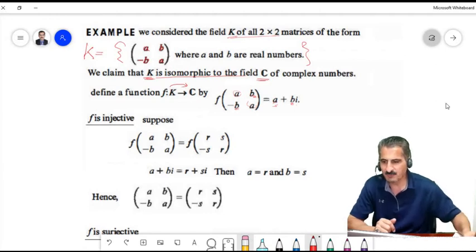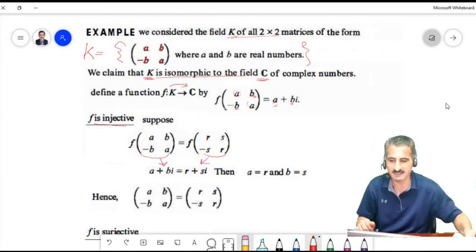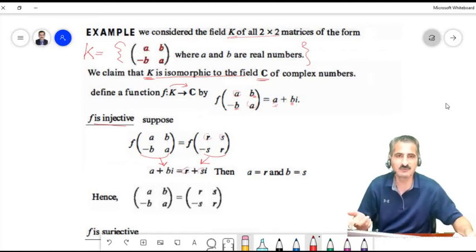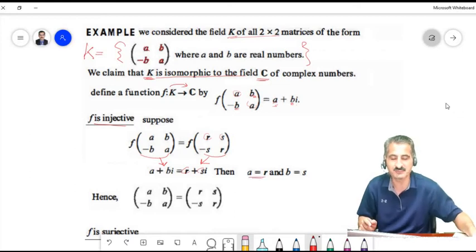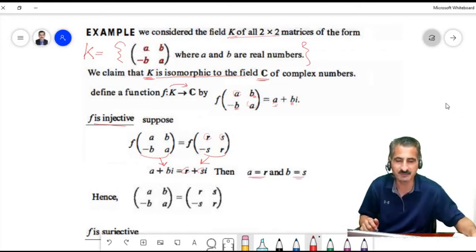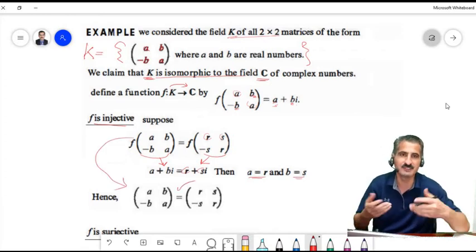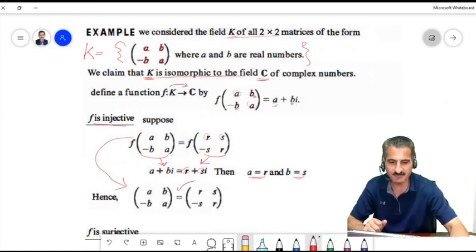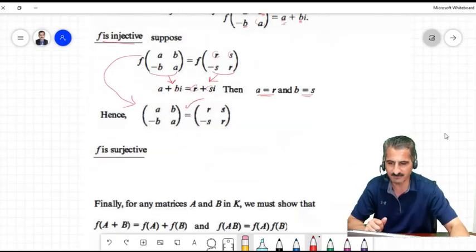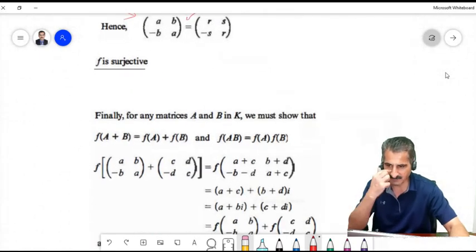Okay, so to prove it is injective, we will assume that the images of two matrices, this matrix here and this matrix here, are the same. But the image of that matrix is A plus BI, and the image of this matrix is R plus SI. As we see, this is the real part, this is the imaginary part. But now we have two complex numbers that are equal, which means the real parts are equal and the imaginary parts are equal. So these two matrices are equal. So their images are equal because they are the same matrix. So F is injective, 1-to-1.